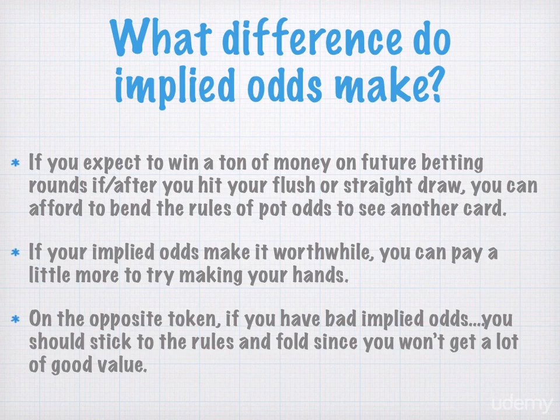What difference do implied odds make? If you expect to win a ton of money on future betting rounds after you hit your flush or straight draw, you can afford to bend the rules of pot odds just a little bit to see more cards. So if your implied odds make it worthwhile, you can pay a little bit more to try and make your hand. On the opposite token, if you have really poor implied odds, you should probably stick to the rules and fold since you're not going to get a lot of good value.